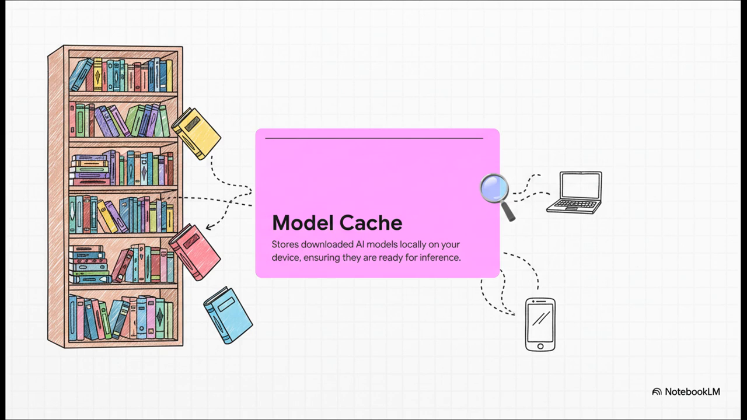They go into the model cache. Seriously, just picture it as a bookshelf in your house for your AI models. Once you download a model, it sits right there on your device, ready to be pulled down and used in an instant. No need to download it over and over again.